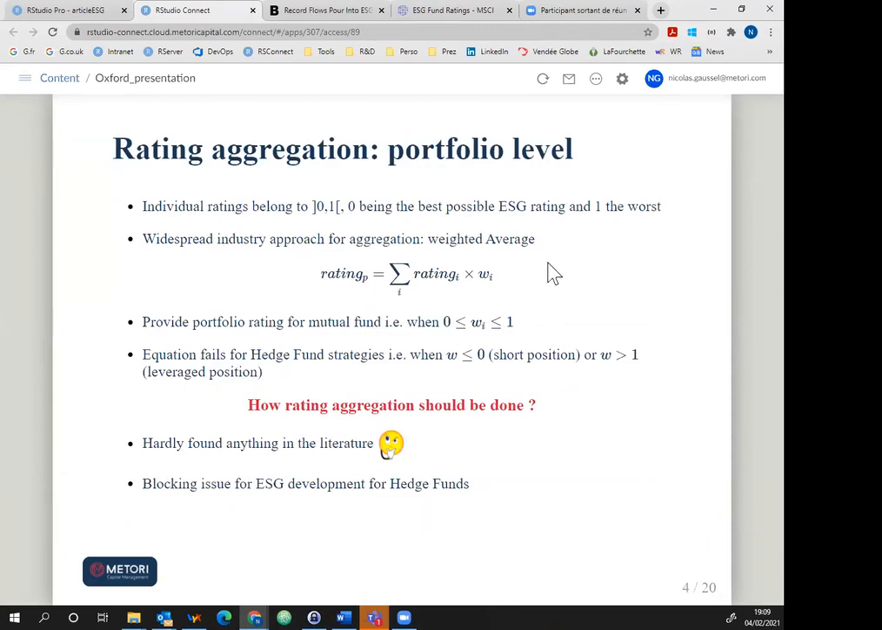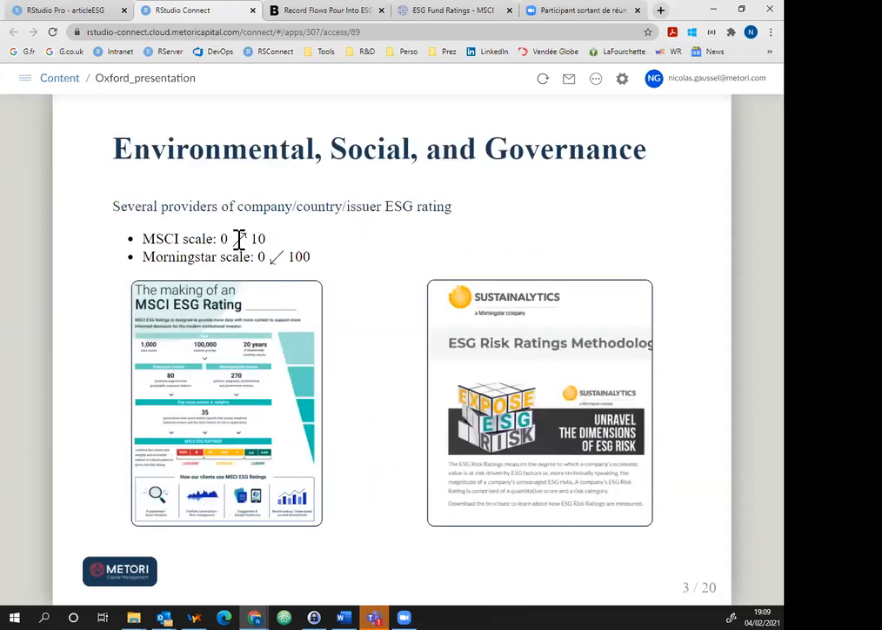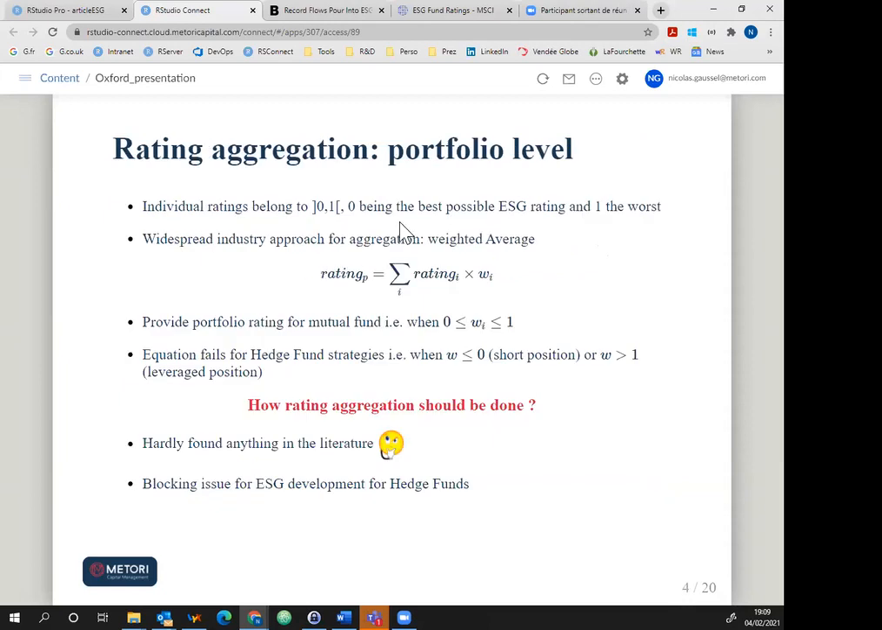Practically, if we want to think about the issue we will face with this rating, in all that follows I will consider that an ESG rating is a figure between 0 and 1, 0 being the best possible ESG rating, and 1 being the worst possible. After that you can do any transformation between that 0 to 1 scale and 0 to 10 or 100 to 0, but this is just for the sake of clarity in phrasing the problem.